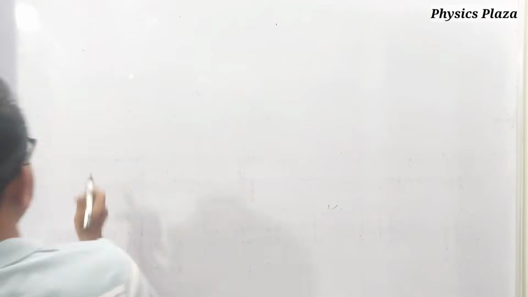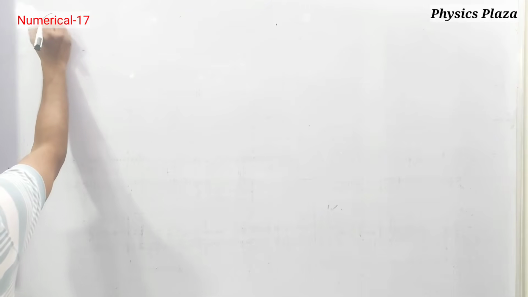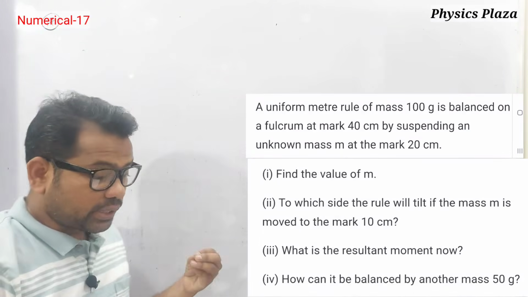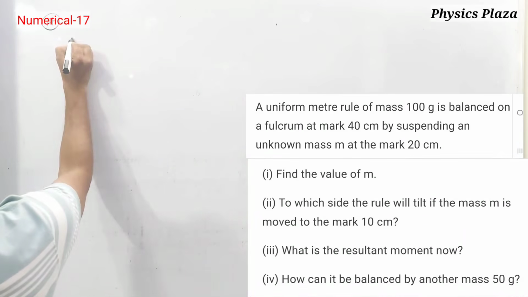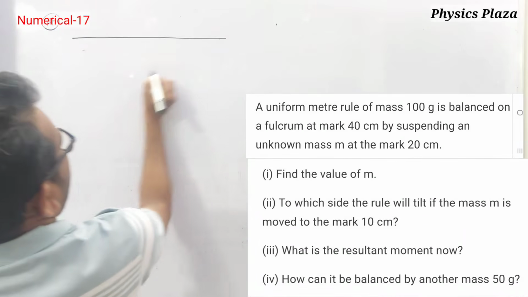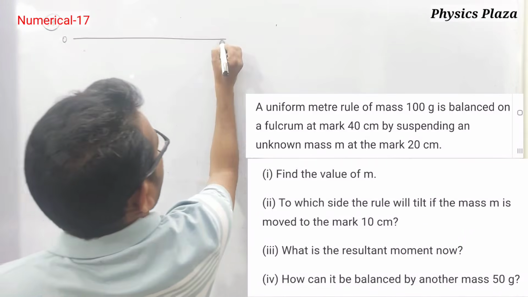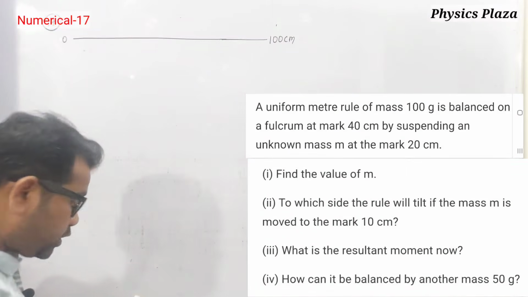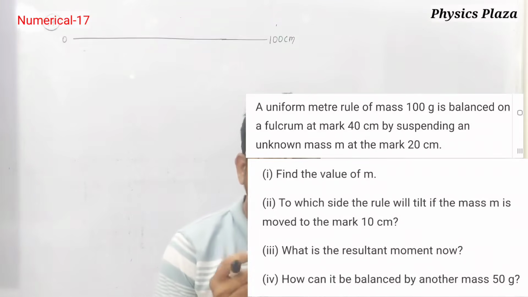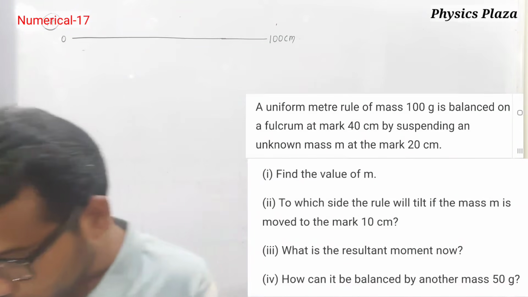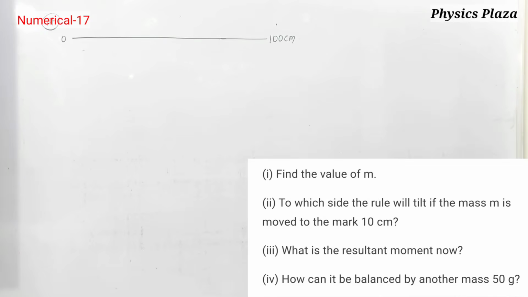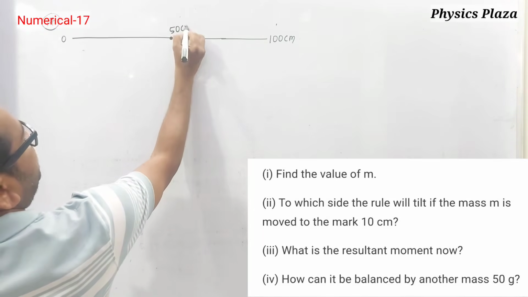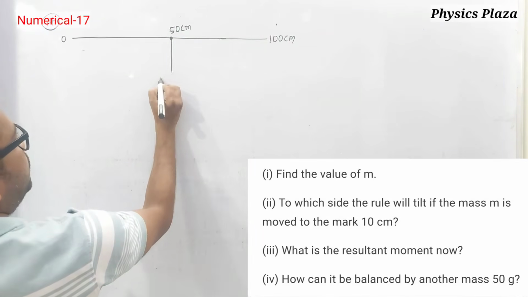Let us see the 17th numerical, children. As it is given, again it is a uniform meter rule of mass 100 gram. So look at it, children. It is a uniform meter rule, that is 0 to, let us take a lengthy one only, 100 centimeter. It is given that its mass is 100 gram. For a uniform meter rule, where will its total mass act, children? The total mass will act exactly at the midpoint, that is at the 50 centimeter mark.